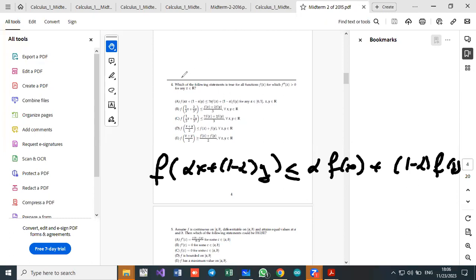For C, we again have this 7 coming, not clear why. For D, alpha is 1/2, so we have to get a division by 2 here. That 2 is missing. And E, greater, smaller. It should be smaller. So the correct answer is B.